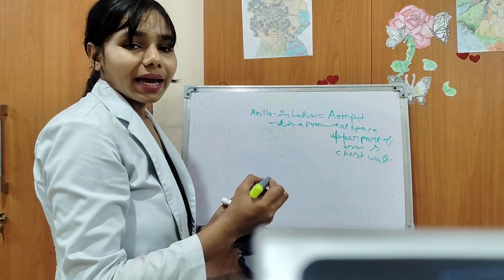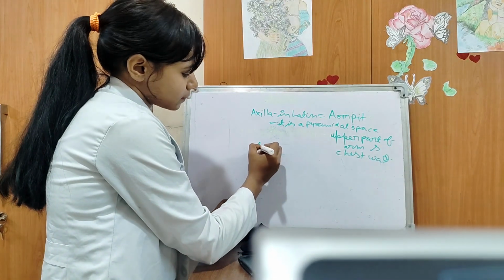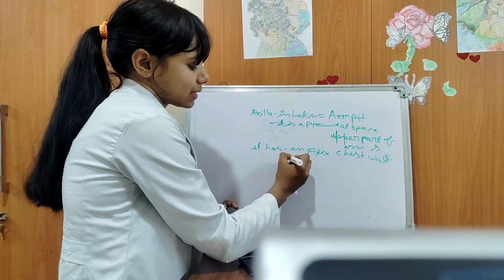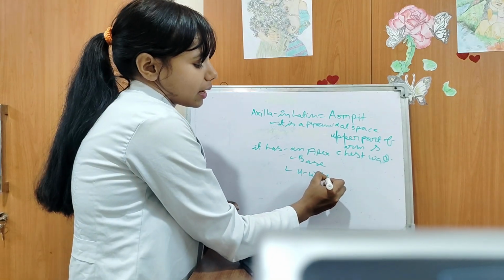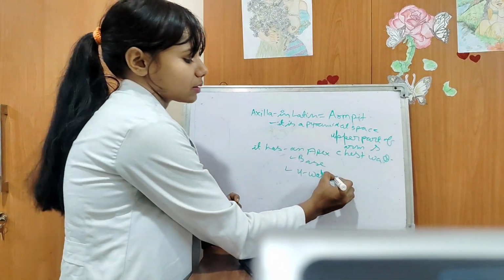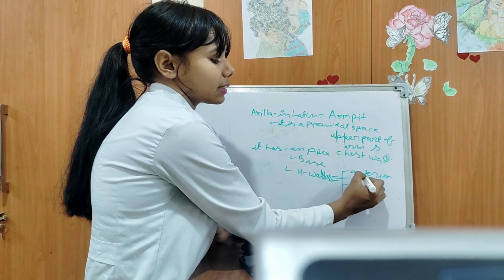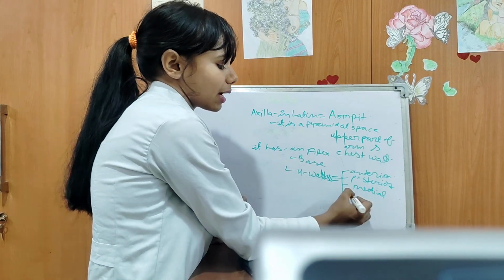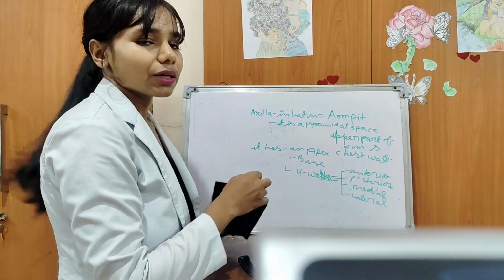It has an apex, base and four walls. The four walls are anterior, posterior, medial and lateral walls. So now let's talk about them one by one in sequence.